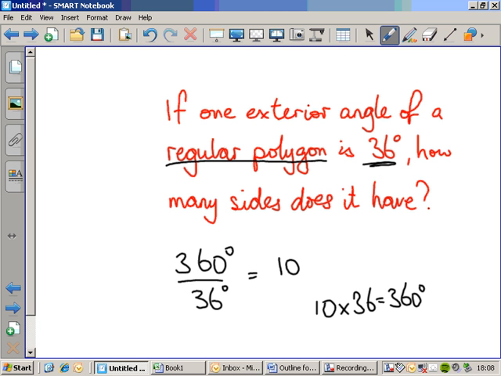There we go. That's an introduction to exterior angles. You now know that the exterior angles in any shape add up to 360 degrees, and you've seen in a couple of examples ways in which you can use that information to help you answer problems on the subject.